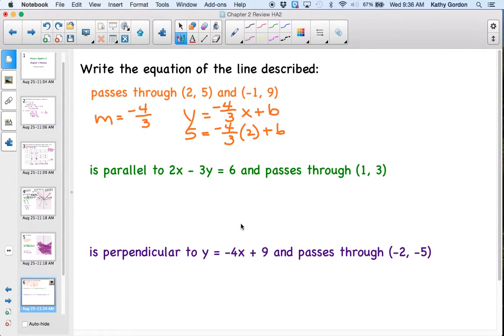Negative 8 over 3. Negative 8/3. And so I'm going to have to add that over here to the 5. So it's easier if I think about 5 as something over 3, so I have that common denominator to combine. So what's 5 as something over 3? I'm going to end up with 15 over 3, and then I'm going to add over here the 8 over 3, which is going to end up being 23 over 3, which is equal to my b.